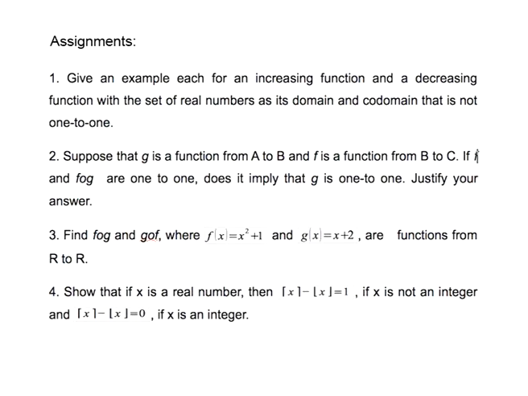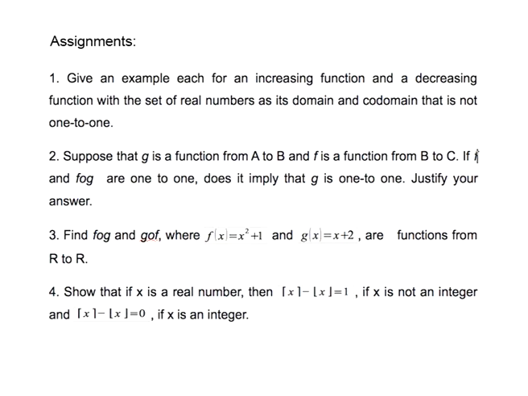Now, let us see some assignment problems. First one, give an example each for an increasing function and a decreasing function with the set of real numbers as its domain and codomain that is not 1 to 1. Second problem, suppose that g is a function from A to B and f is a function from B to C. If f and fog are 1 to 1, does it imply that g is 1 to 1? Justify your answer. Third one, find fog and gof where f of x is equal to x square plus 1 and g of x is equal to x plus 2 are functions from R to R.